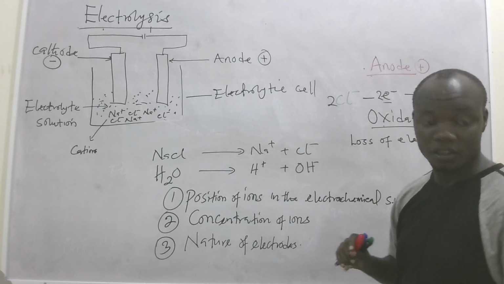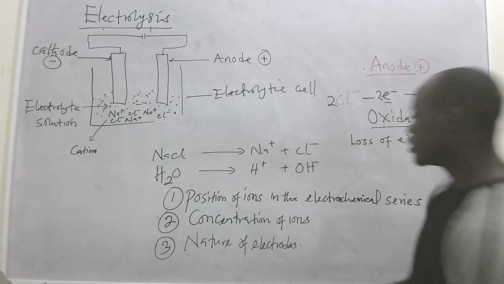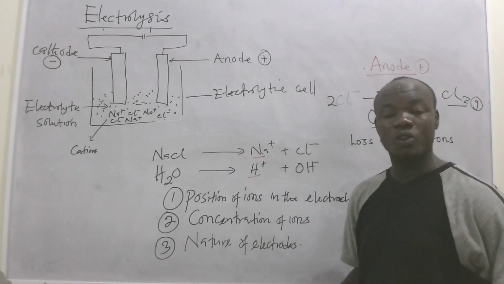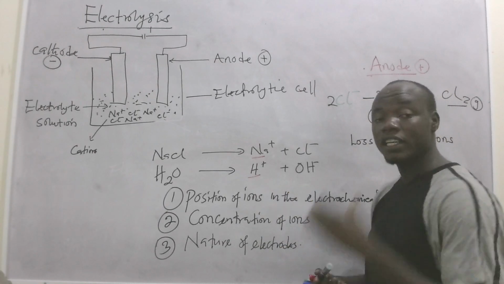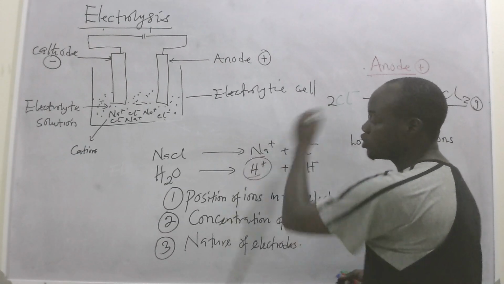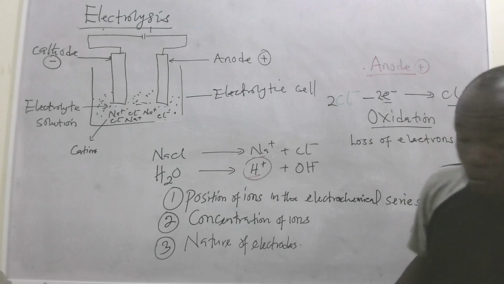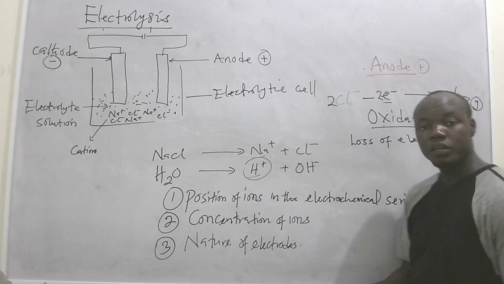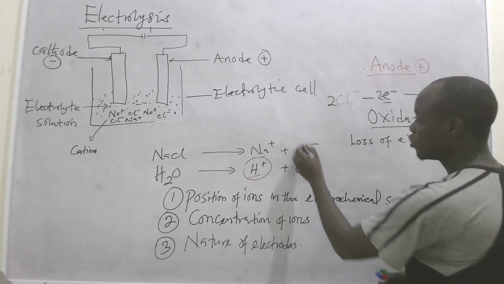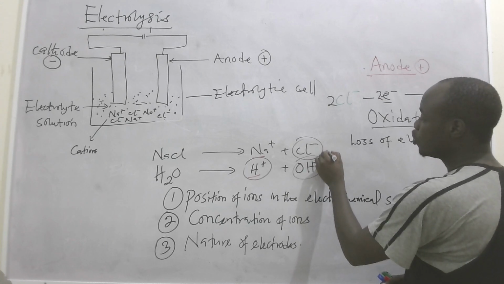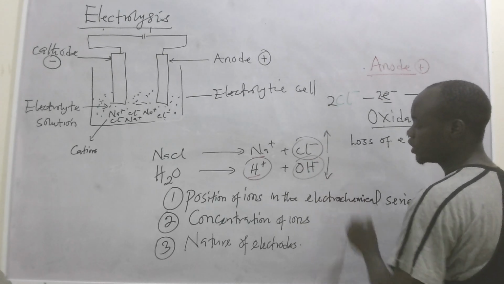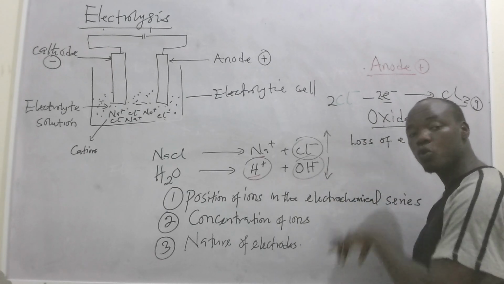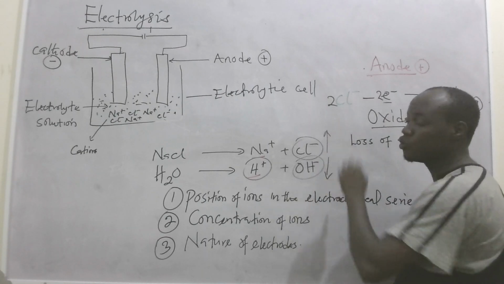And there is also concentration of ions. Now let me just give an example. We have sodium ion and we have hydrogen ion. Between sodium ion and hydrogen ion, which one is higher in the series? Sodium ion is higher in the series, so it will displace hydrogen ion. And then the next thing is also in the case of the chloride ion and hydroxyl ion. Hydroxide ion is lower in the series. So in the case of negative ions, that is non-metal, those that are lower in the series will displace those that are higher in the series.